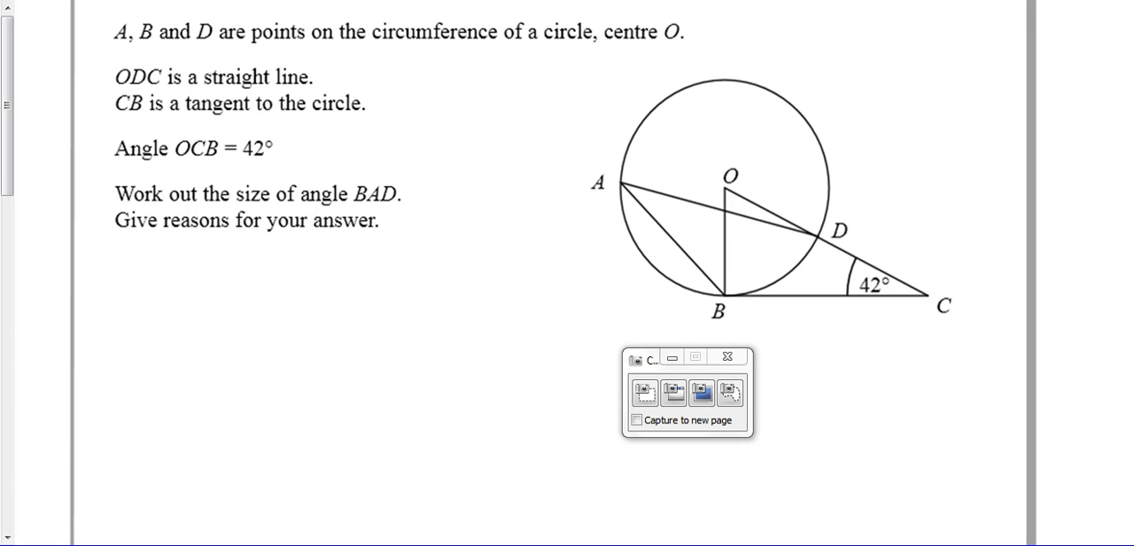Okay, so this is question number 16 on the mock paper for the higher. I've slightly rearranged it so it could fit on the page. It asks, CB's tangent, angle OCB is labelled as 42. We need to work out BAD. So we need to work out this angle in here.